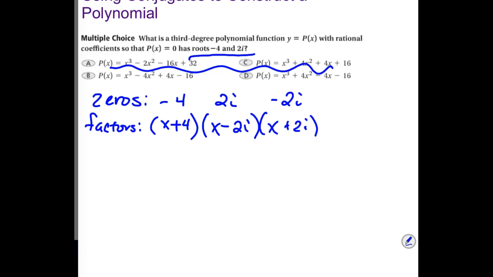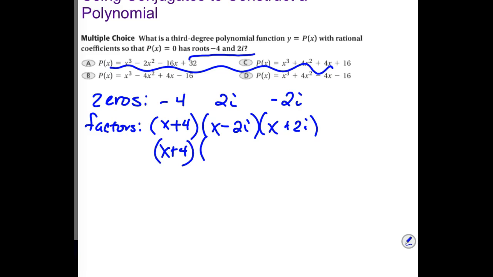You can save yourself a lot of headache if you put the conjugates together first. Because what happens when you multiply conjugates? The middle stuff drops out, right? Of that foiling process, insides and outsides are going to drop out. So let's go ahead and FOIL together the x minus 2i and the x plus 2i.